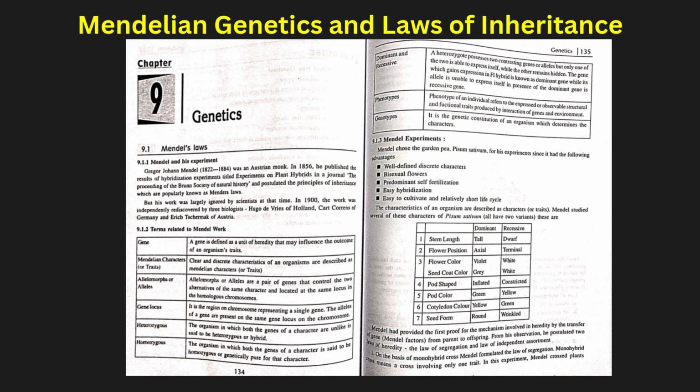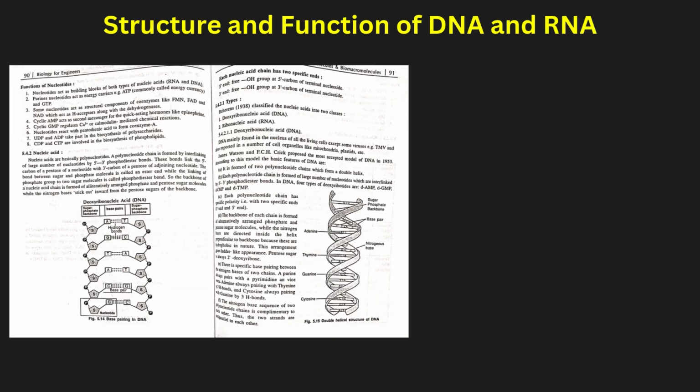through pea plant experiments, he formulated three laws of inheritance: the law of dominance, the law of segregation, and the law of independent assortment. The law of dominance states that the dominant trait masks the recessive one. The law of segregation explains that alleles separate during gamete formation, and the law of independent assortment states that different traits are inherited separately. These laws laid the foundation for modern genetics. Mendelian principles help in understanding genetic disorders, plant breeding, and predicting traits in the offspring.